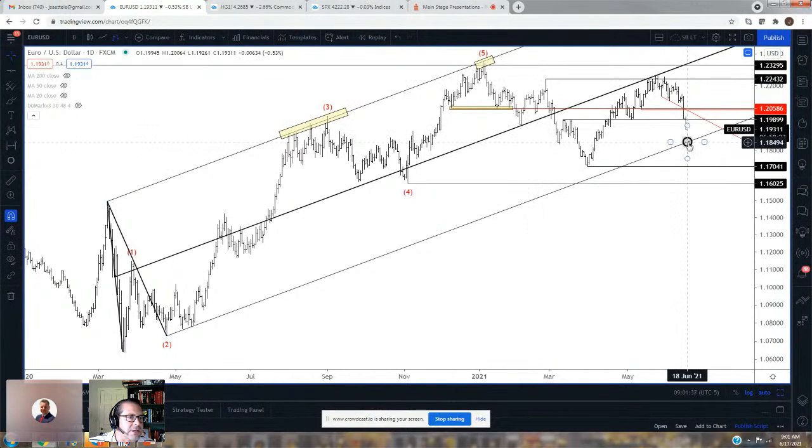That lower level is going to be about 1850, which again has also been a level, just looking across the chart to the left. Support in early March, resistance here in October of last year.